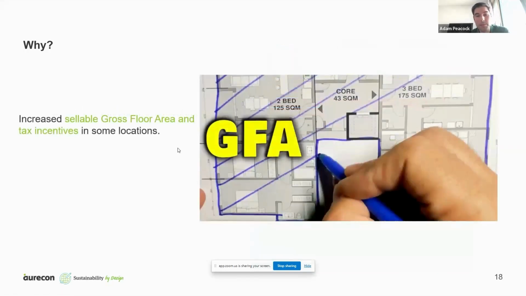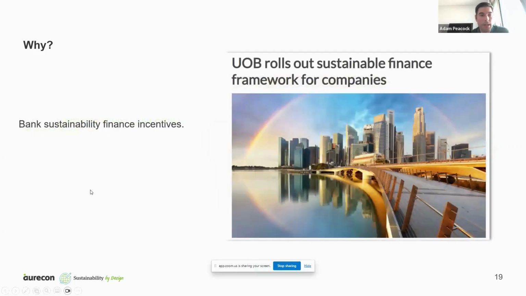Some locations like Singapore and Hong Kong offer increased sellable GFA for buildings that achieve a higher sustainable outcome. And some financial institutes such as UOB offer financial incentives like lower interest rates for more sustainable buildings as well. So when all this starts to get factored in, it can actually come out cost neutral overall, even though the capex may be slightly higher to get a more sustainable building to begin with.